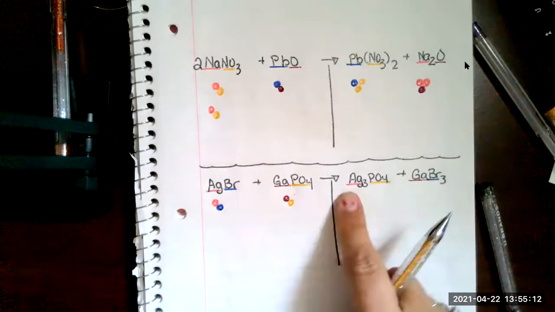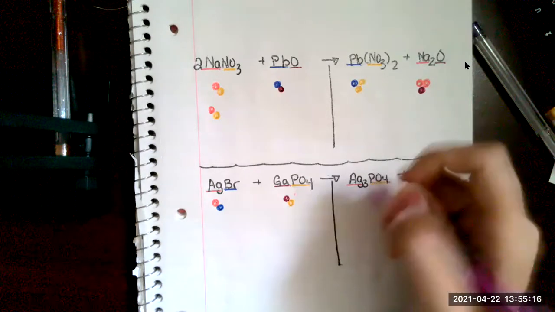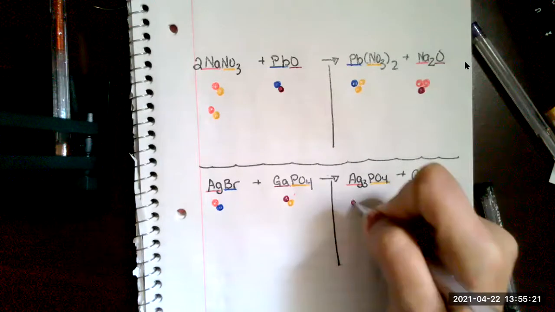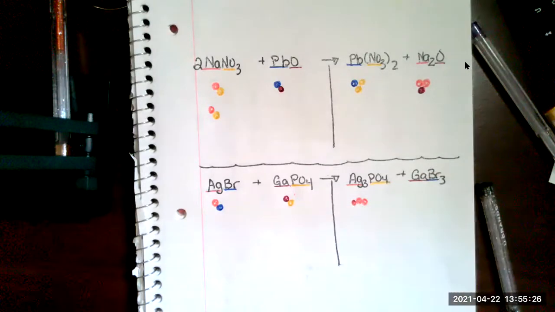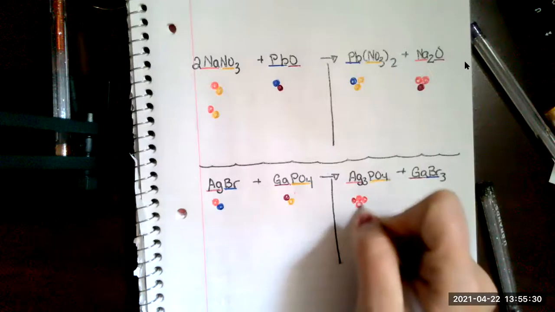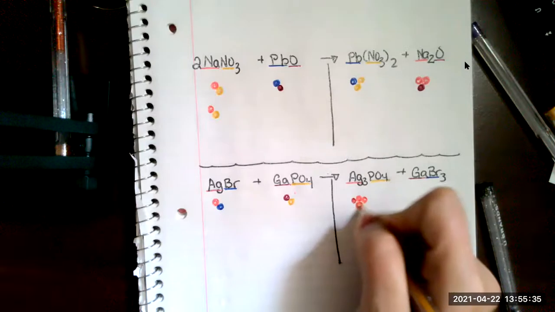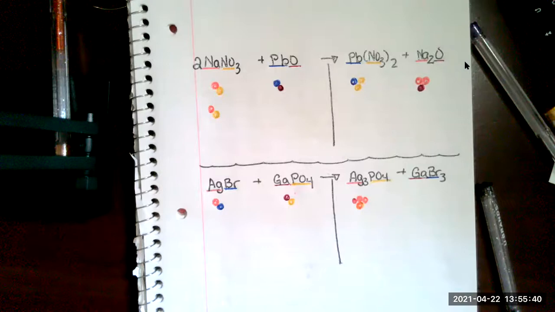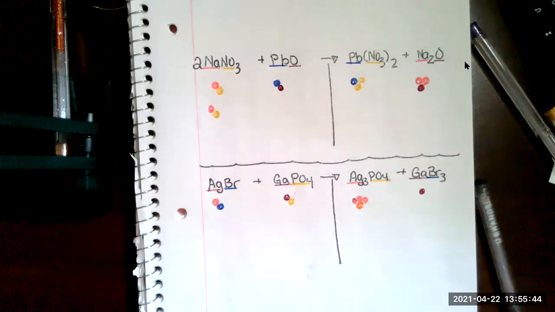So over here for silver phosphate, I have 3 silvers. That's the wrong color, I apologize. I have 3 silvers, 1, 2, 3, and for every 3 silvers, I have 1 phosphate. And again, I'm having fun with colors, I'm sorry, I have 1 phosphate. And over here, I have this gallium, which is for every 1 gallium, I have 3 bromines.